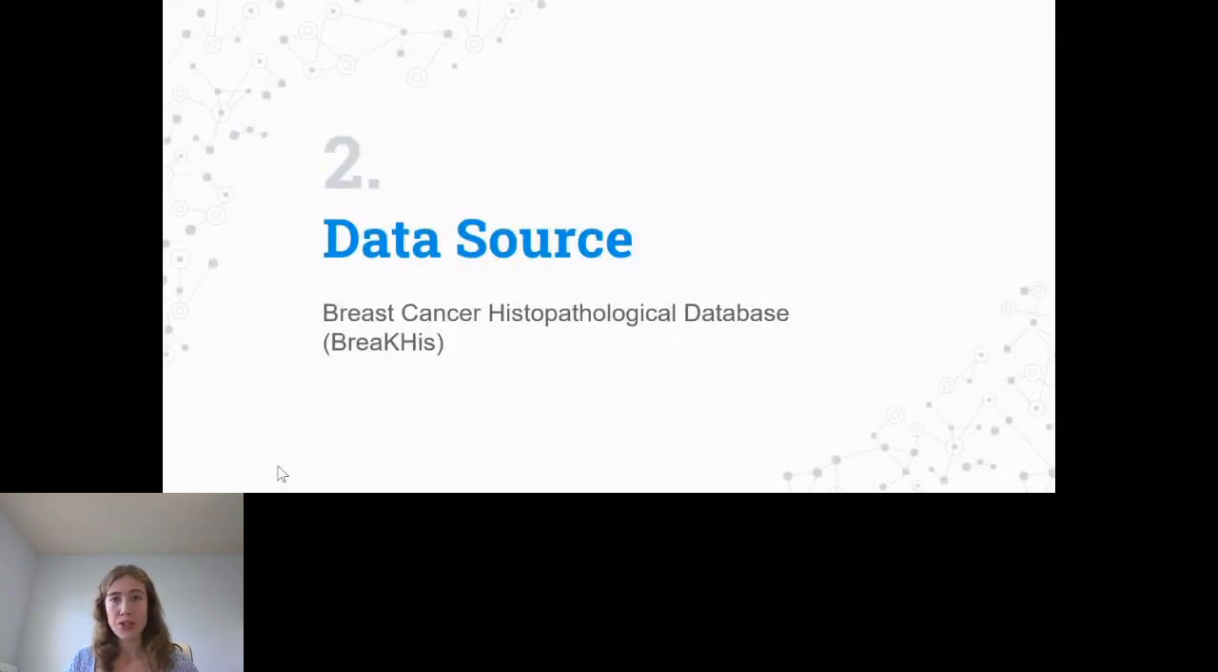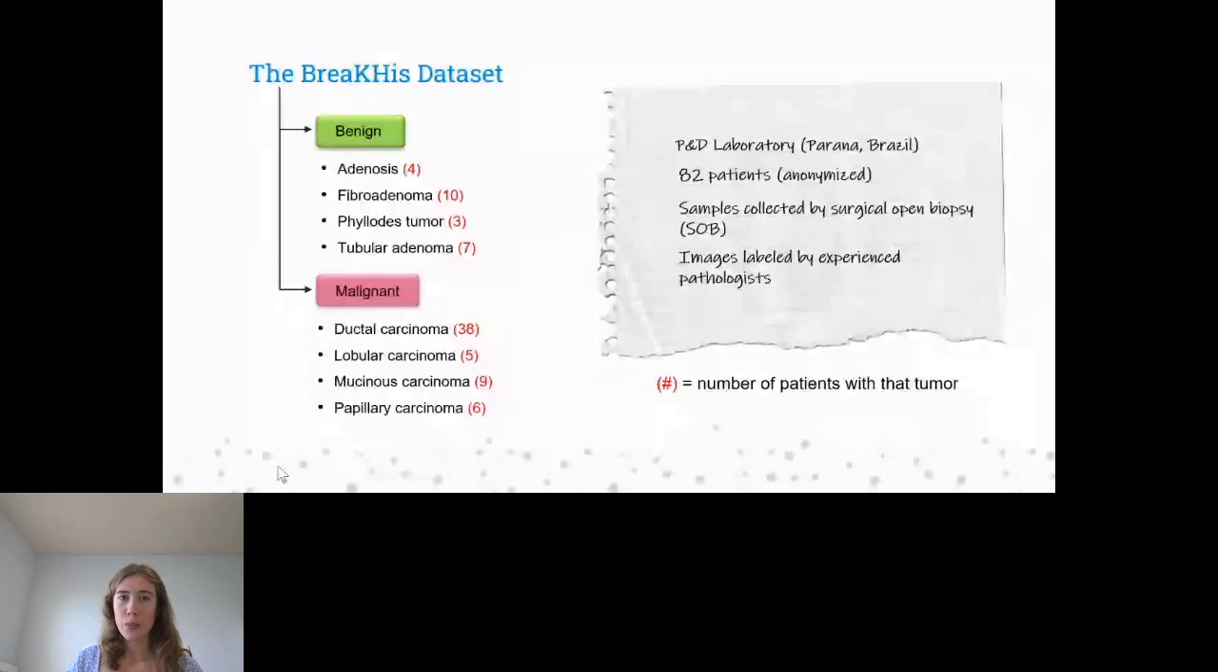I will now introduce the source of the data for our experiments, which is the BreaKHis dataset. So the BreaKHis dataset was built in collaboration with the P&D laboratory in Paraná, Brazil. The samples were acquired from 82 patients whose data were anonymized, and the samples were collected by surgical open biopsy, also known as SOB. The images were labeled in the P&D laboratory, and the diagnosis of each slide was determined by experienced pathologists. The dataset itself is broken up into two categories, malignant and benign tumors.